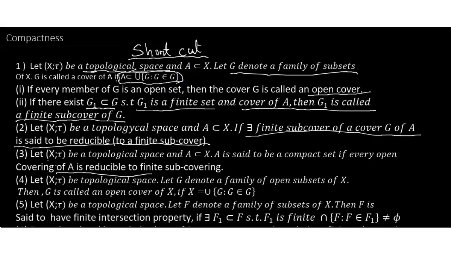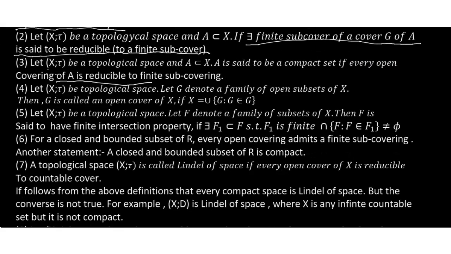Let (X, tau) be a topological space. Let G denote a family of open subsets of X. Then G is called an open cover of X, and X equals the union of G such that G belongs to G.